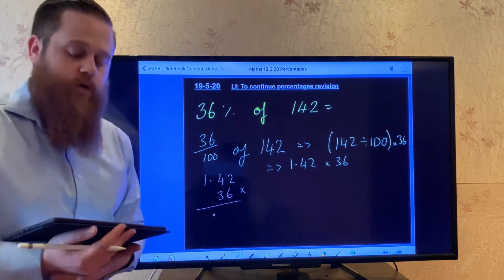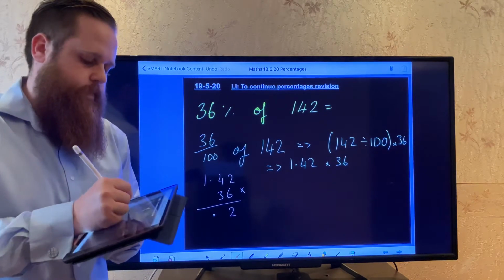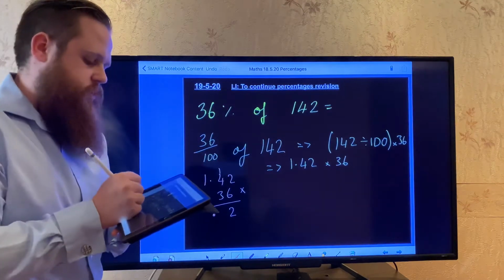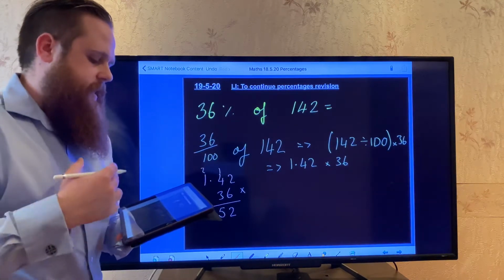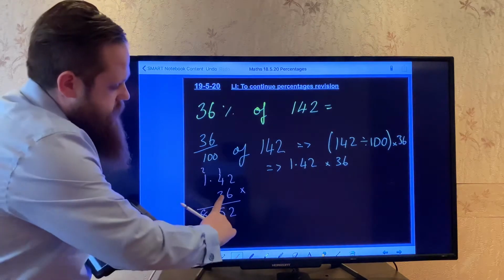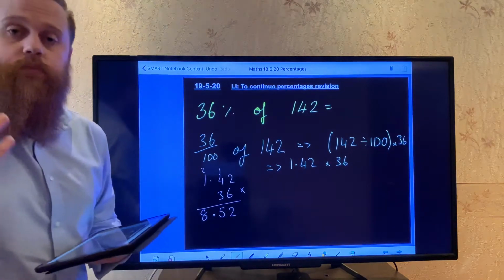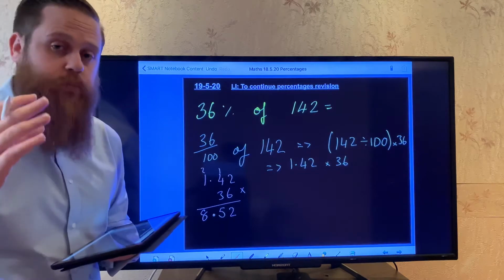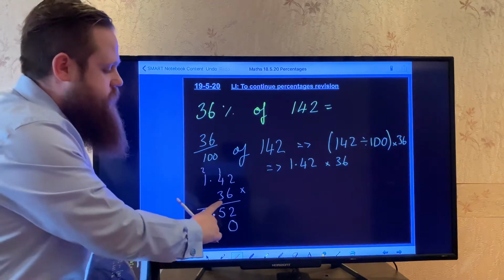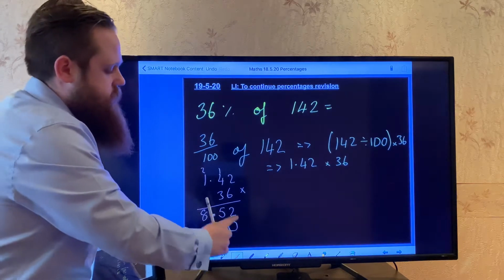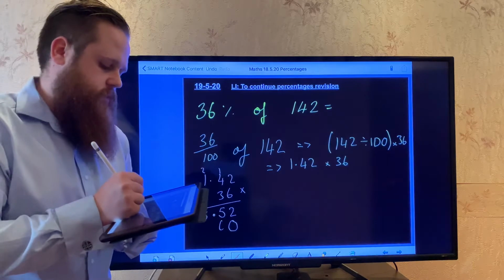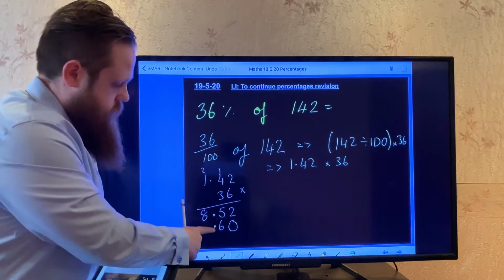So 6 times 2 is 12. 6 times 4 is 24 plus 1 is 25. And 6 times 1 is 6 plus 2 is 8. And then it comes to 30. Golden place value rule, okay? Keep that golden place value holder in there. So 0 straight in, because I'm not times by 3, I'm times by 30. So it's 0 there, and I can now do 3 times 2 is 6, decimal place in, okay?